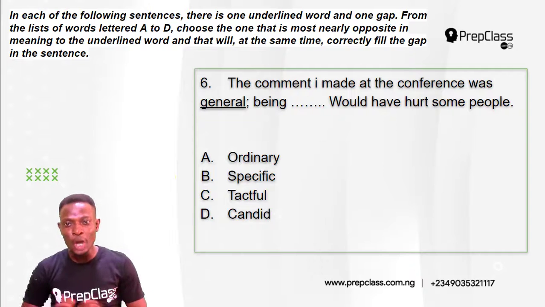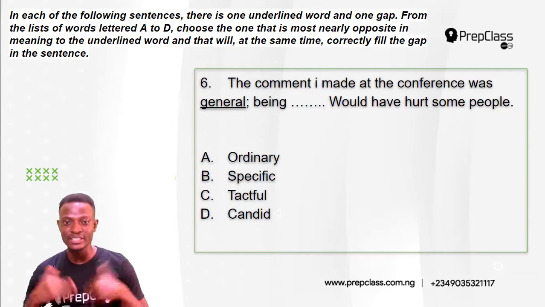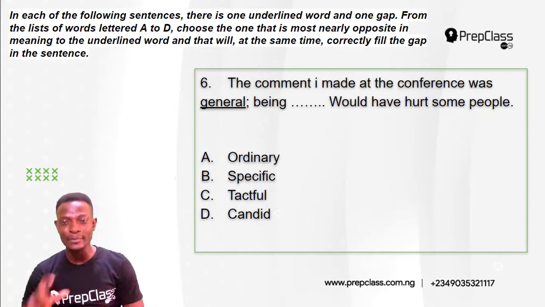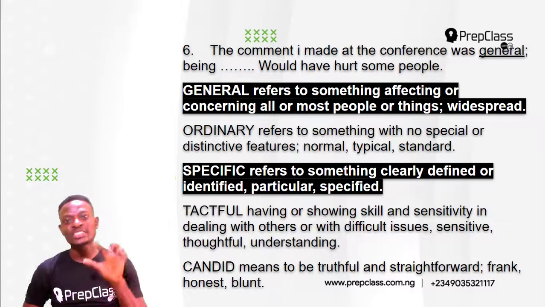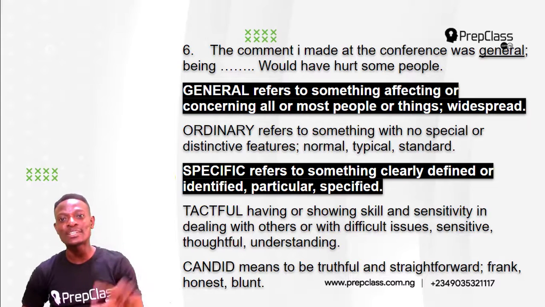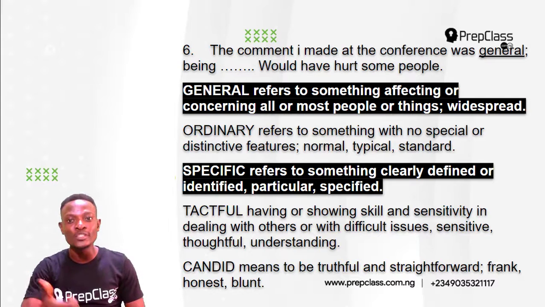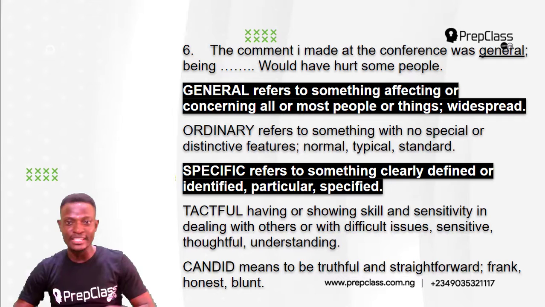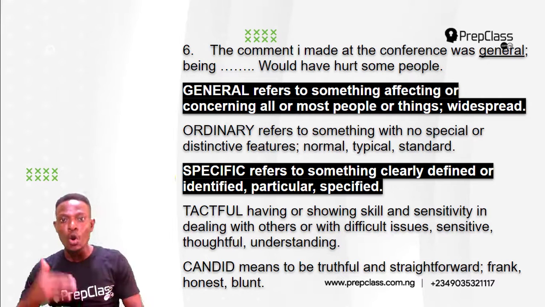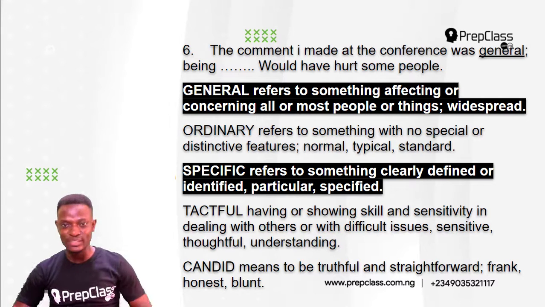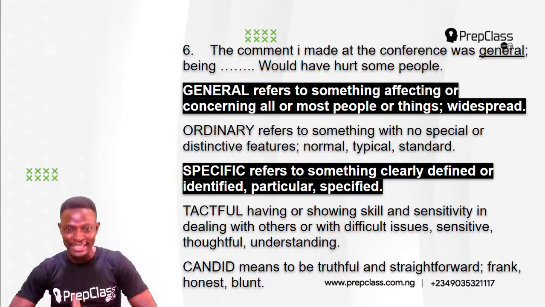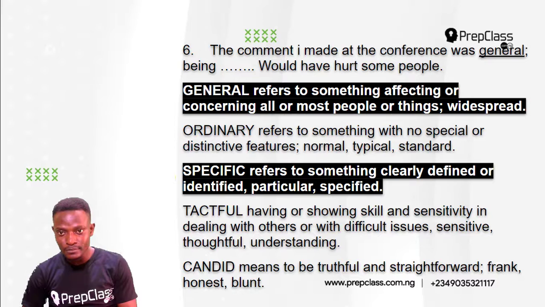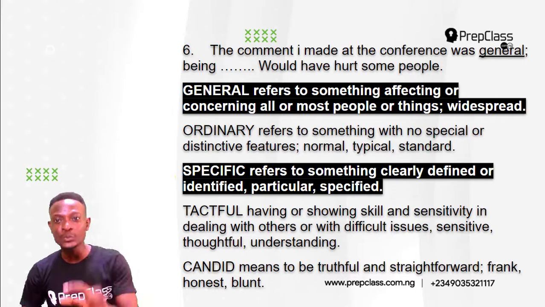So, which of these options is the most nearly opposite in meaning to general and will at the same time correctly fill the gap in the sentence? Let's check. Now, the word general refers to something affecting or concerning all or most people or things. It is widespread. So, the comment I made at the conference was general. It affected a whole lot of people, almost everybody. Being dash would have hurt some people.